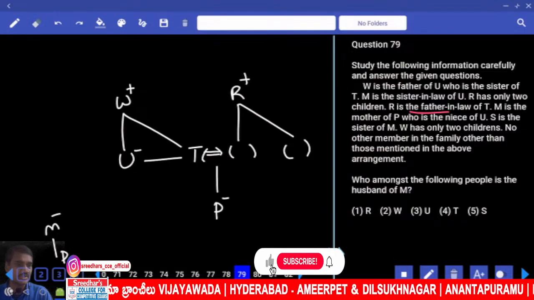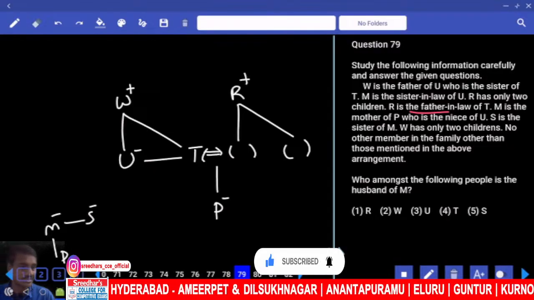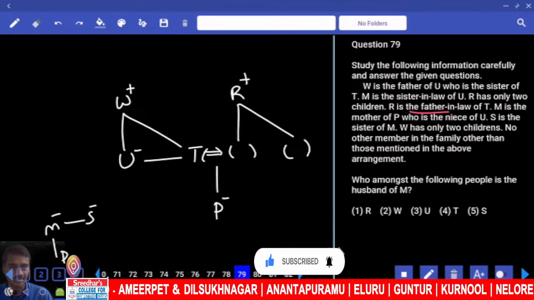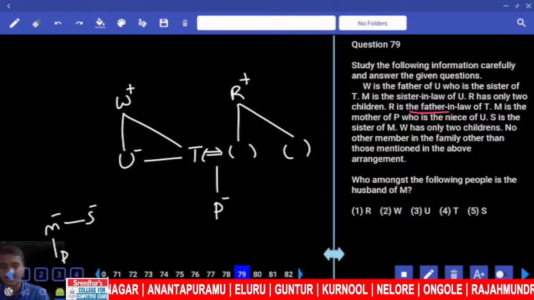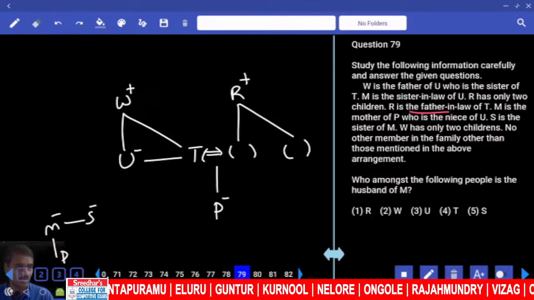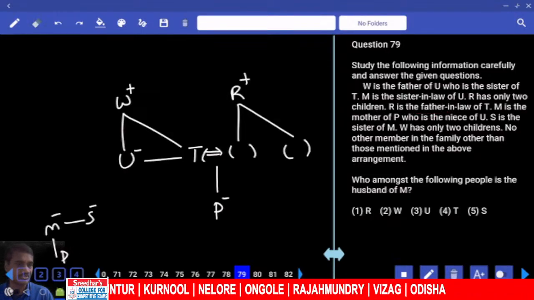P is the niece. S is the sister of M. Now S and M are siblings to each other. W has only 2 children. Now this W is having only 2 children. Who are those? T and U. Then no other members in the family other than this mentioned above. Then tell me from where we need to start.